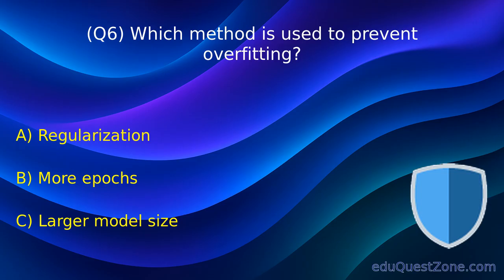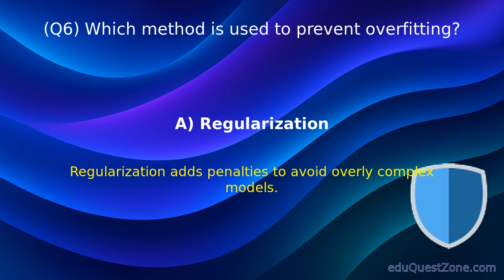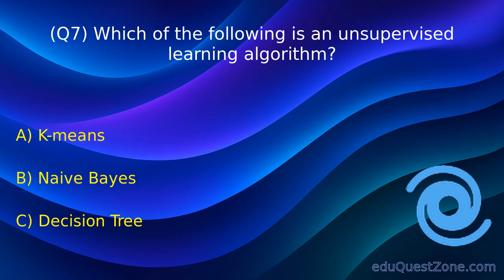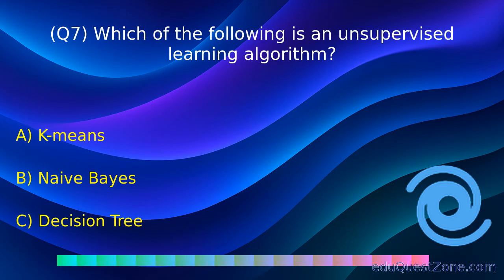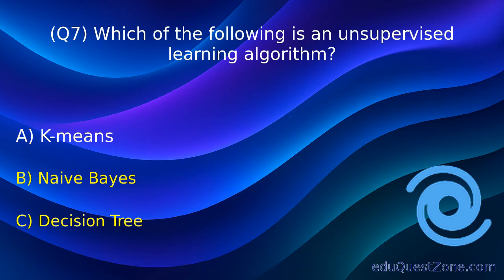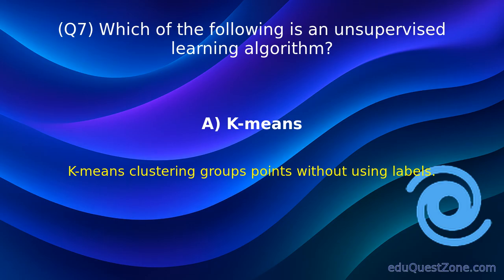Question 6. Which method is used to prevent overfitting? Option A. Regularization. Regularization helps avoid model overcomplexity. Question 7. Which of the following is an unsupervised algorithm? Option A. K-means. K-means is an unsupervised clustering algorithm.